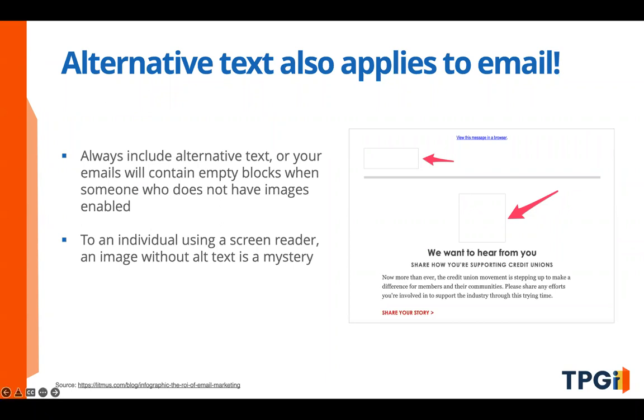But when you're doing it, always keep in mind that you need to use alternative text for your images. It's the same thing with websites. A screen reader user is going to be using email as well. And if they can't see the image and there's no alternative text, they are not going to know what's going on. So just always make sure that you include that, regardless of whether it's a MailChimp or a Constant Contact. Usually all email platforms will have that option to add the alt text.